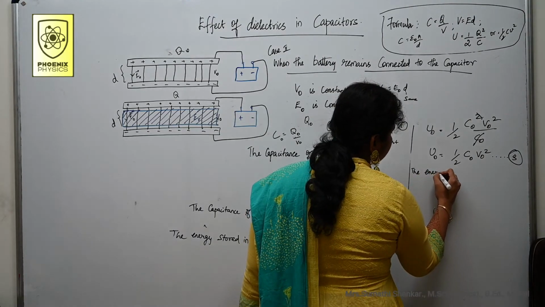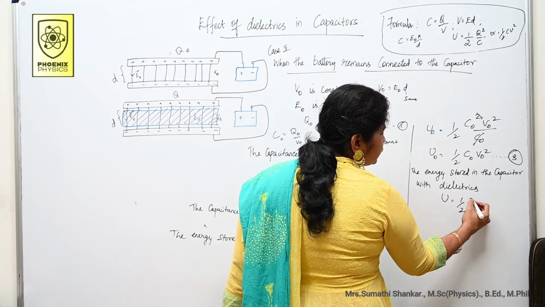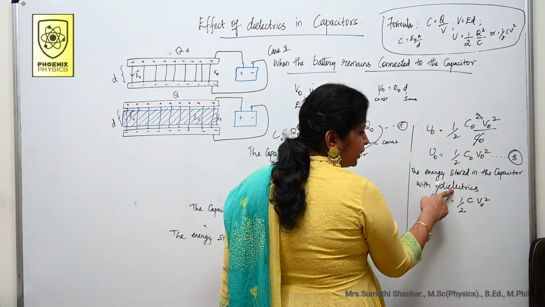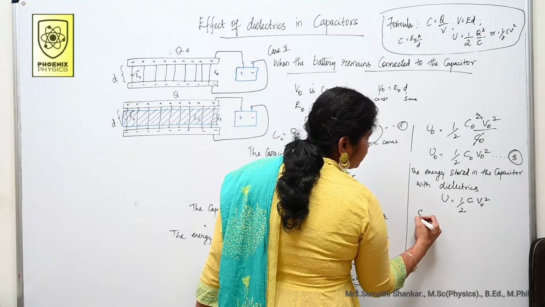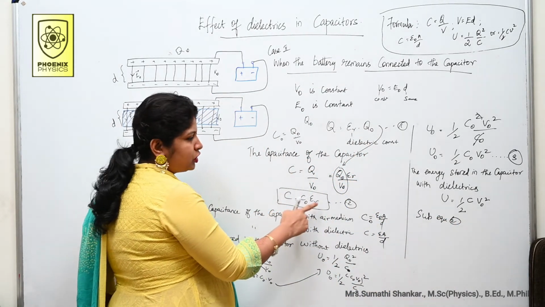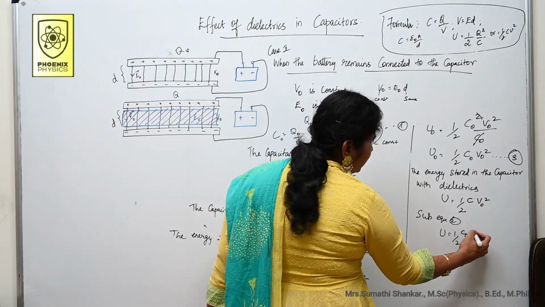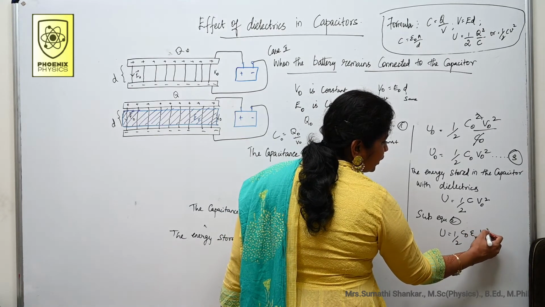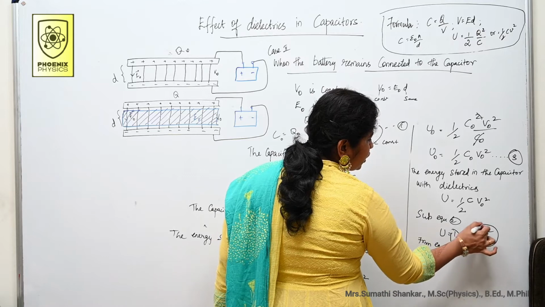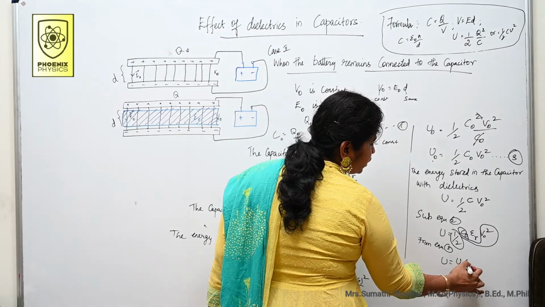Energy stored in the capacitor with the dielectric. U, here the same formula only, half C into V naught square, because C increased because of this dielectric but V naught is constant. Substitute equation 2. What is equation 2? C is equal to C naught epsilon R. So substitute here. U is equal to half into C naught epsilon R V naught square. From equation 3, half C naught V naught square is nothing but U naught. So U is equal to U naught into epsilon R.